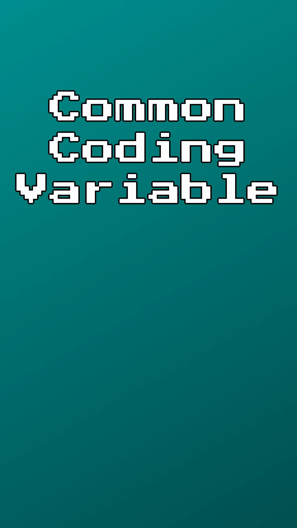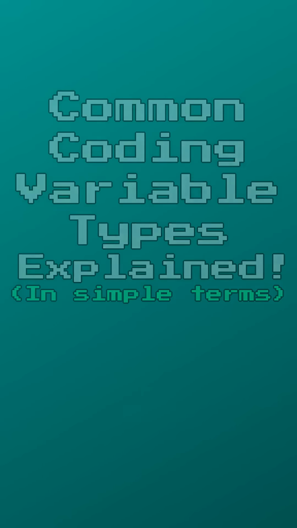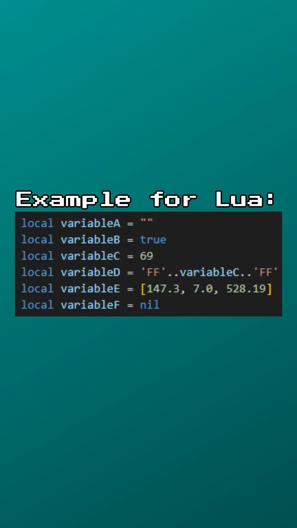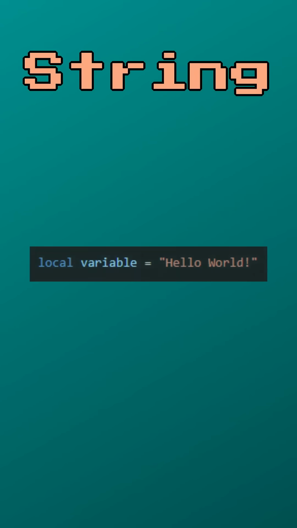Common coding variable types explained, in simple terms. Games can store variables in different ways, and there are quite a few of them. The simplest one is a string. It simply holds a string of text. That's it. It can literally be anything.